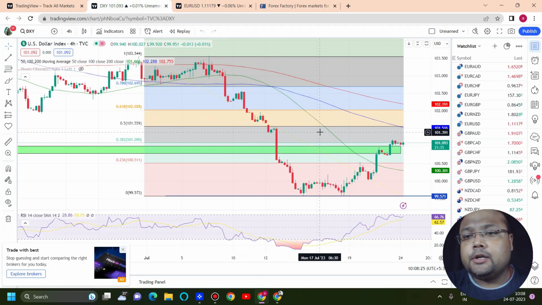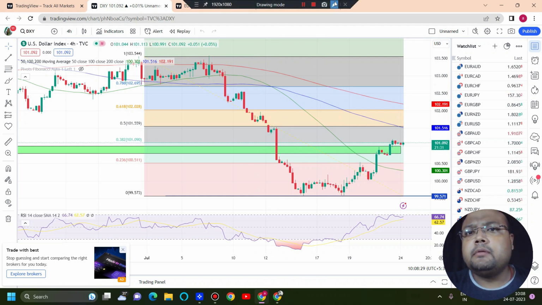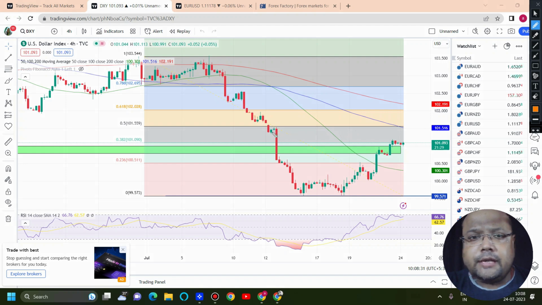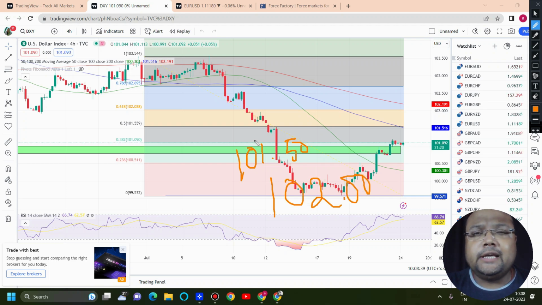And as I said, the dollar index is still showing signs of further upside. If the market continues the upside, then obviously the first resistance will be around 101.50 and the second resistance will be around 102.00. These are the next two resistance levels on the chart of DXY. More or less we can expect that the market will remain like this during the European session as well. Let's wait and watch how the market reacts after PMI.